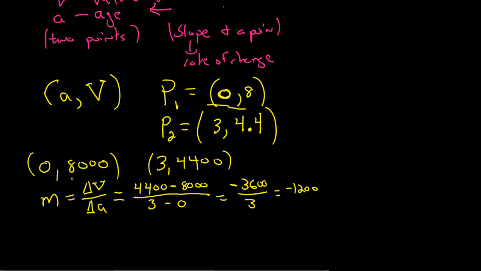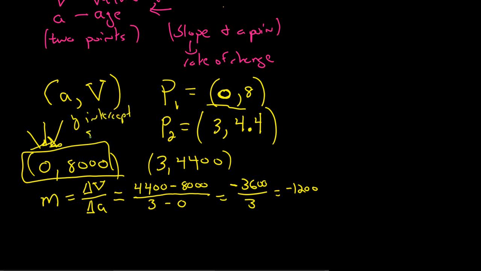Nicely, I have here an x, or a value of 0. So this is the y-intercept of 8,000. B equals 8,000. So my equation, my value, is equal to my slope, negative $1,200 per year, times my age in years, plus 8,000.